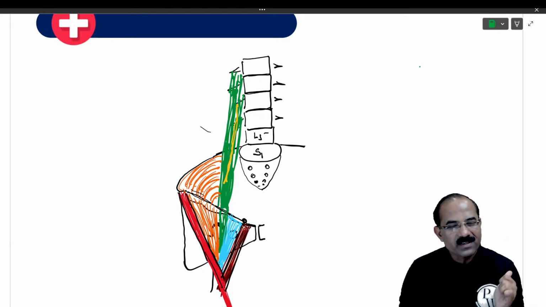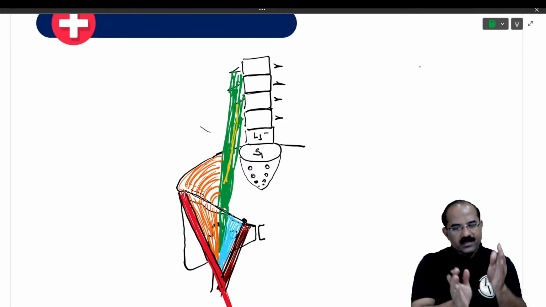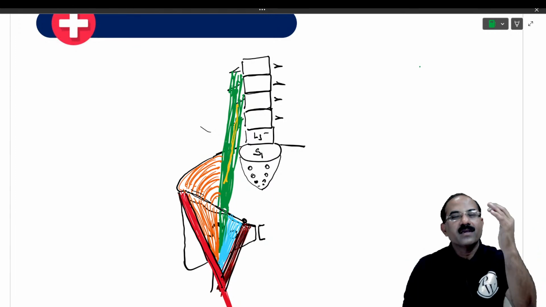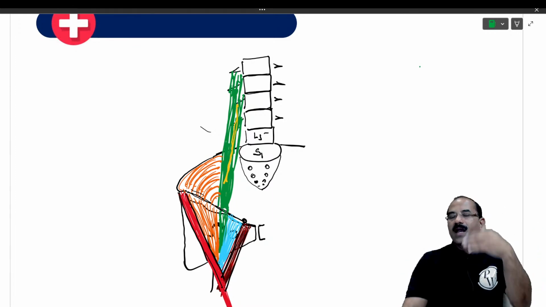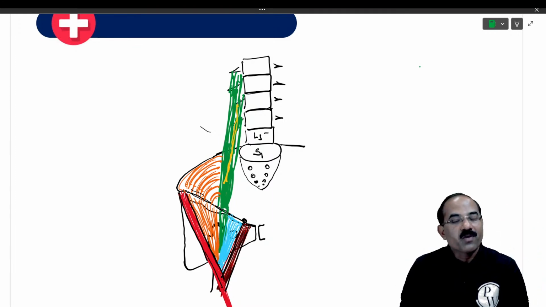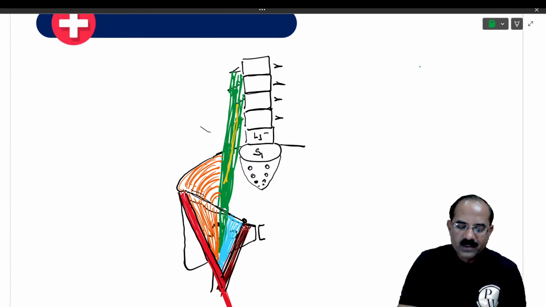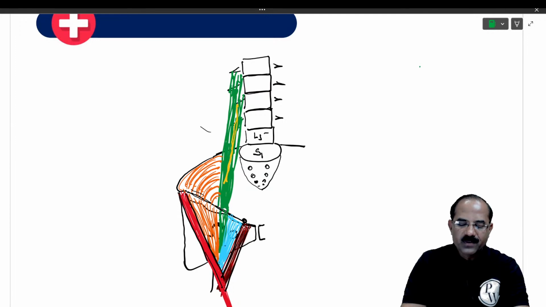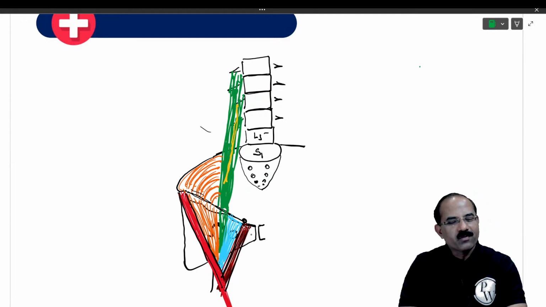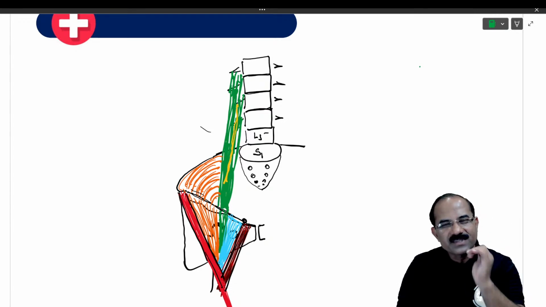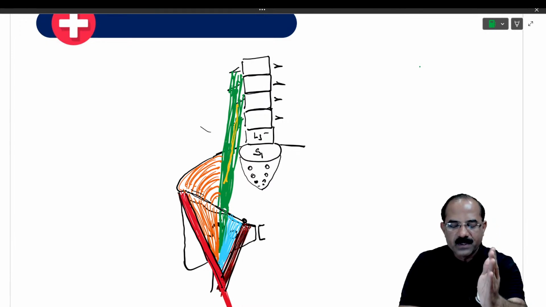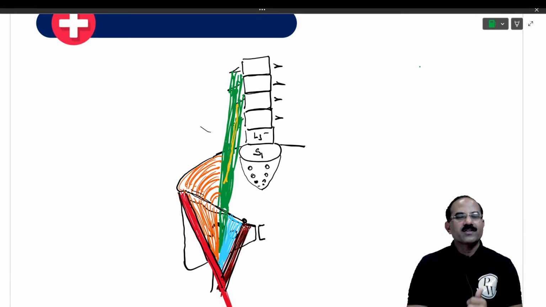Clear, students? Boundaries clear? Medially adductor longus. Laterally is the sartorius. The base is formed by the inguinal ligament. And what will form the floor? Floor would be formed by which muscles? Number 1 iliacus, number 2 psoas major, number 3 pectineus, and number 4 adductor longus itself. 4 muscles will form the floor: iliacus, psoas major, pectineus and adductor longus.